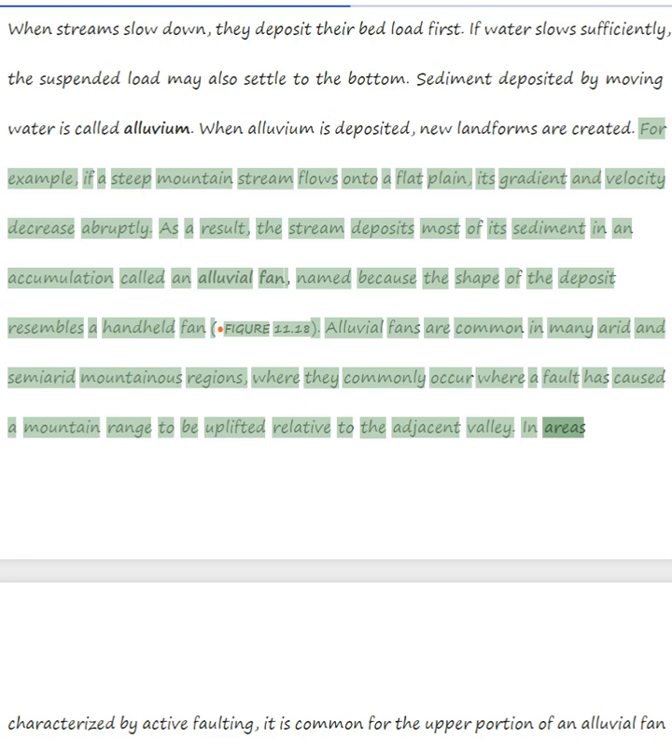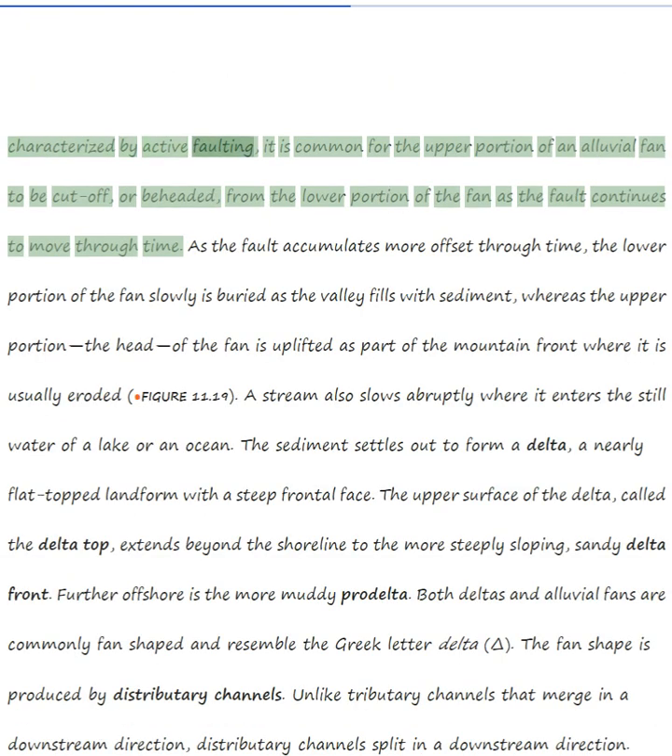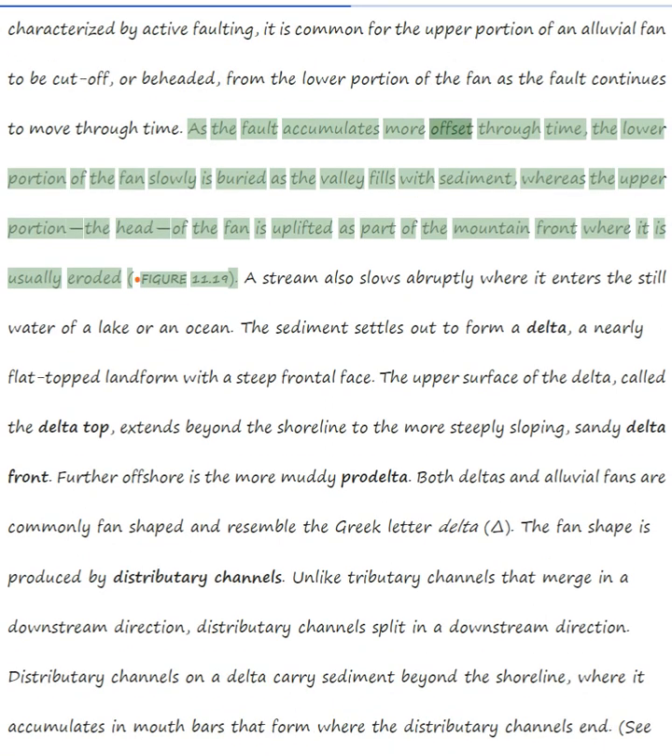In areas characterized by active faulting, it is common for the upper portion of an alluvial fan to be cut off, or beheaded, from the lower portion of the fan as the fault continues to move through time. As the fault accumulates more offset through time, the lower portion of the fan slowly is buried as the valley fills with sediment, whereas the upper portion, the head, of the fan is uplifted as part of the mountain front where it is usually eroded.